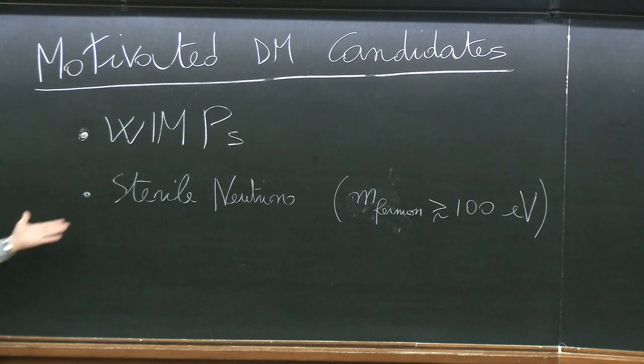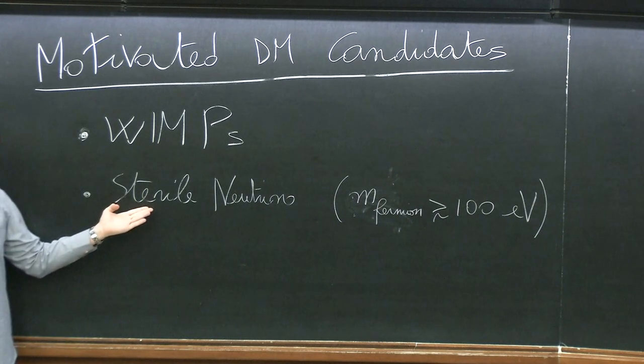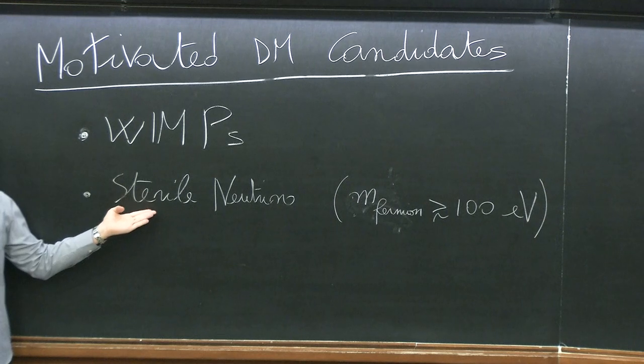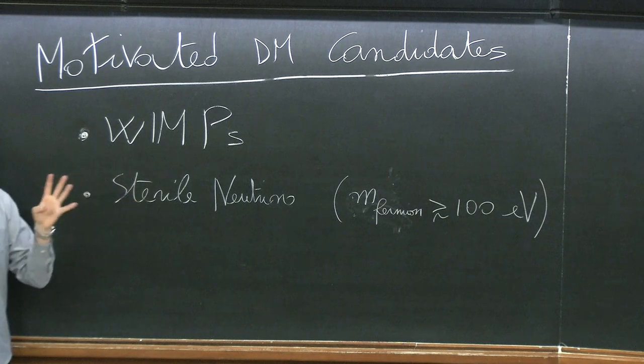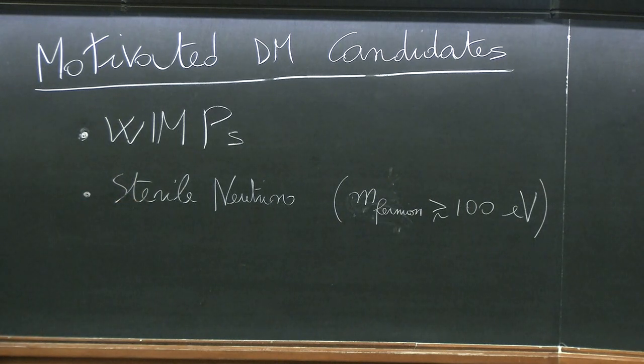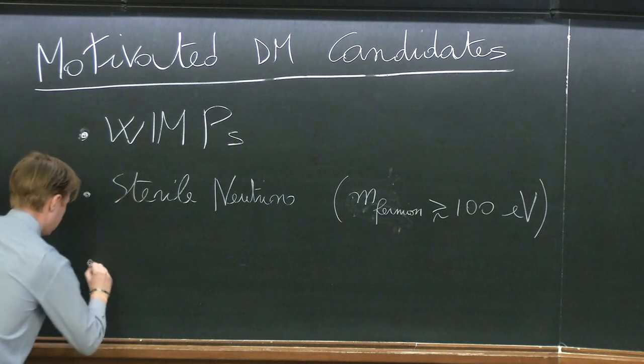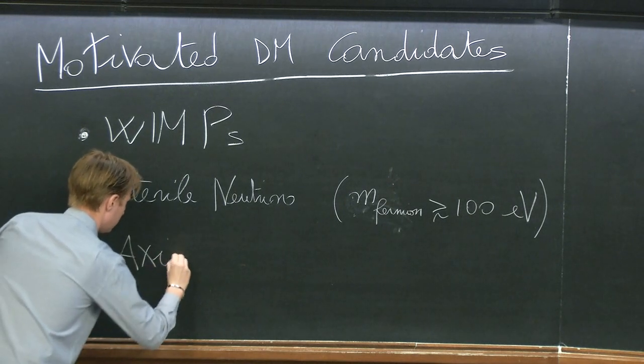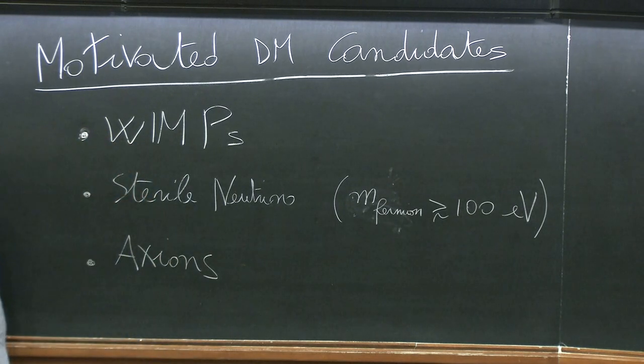And this is still viable, and I will not cover it during my lectures just because I had to make a choice. Okay, I only have 4 lectures, and I decided to speak about another class of candidates, so axions. And these are motivated also because they address another problem of the standard model, the strong CP problem, that I will review now briefly. And they are viable dark matter candidates.